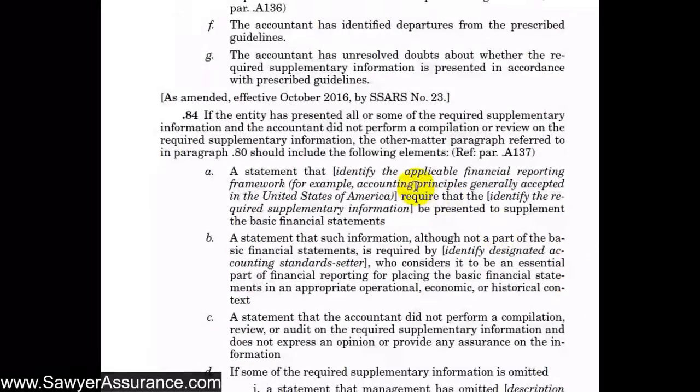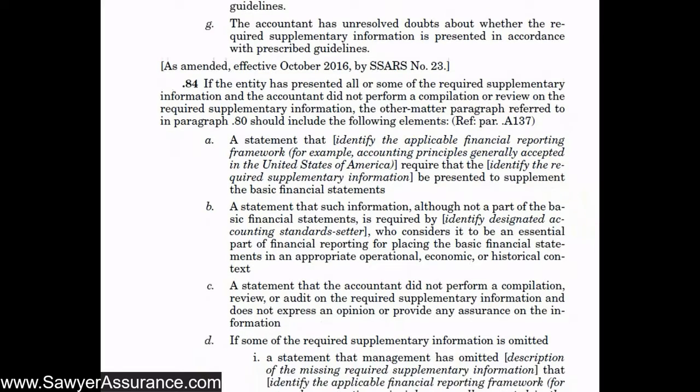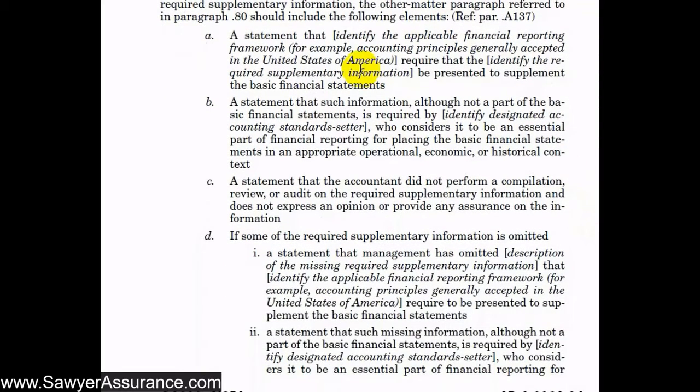And so if it turns out that our client has presented all or some of the required supplementary information, and we did not perform a compilation or review on that supplementary information, then our other matter paragraph should include the following elements. It should say a statement that the applicable financial reporting framework requires that this required supplementary information be presented to supplement the basic financial statements.